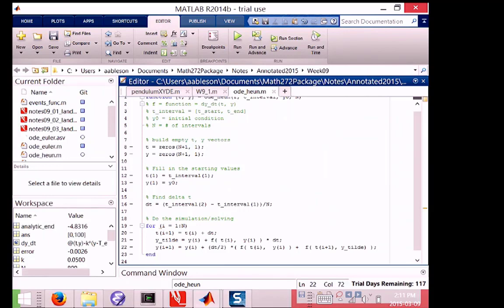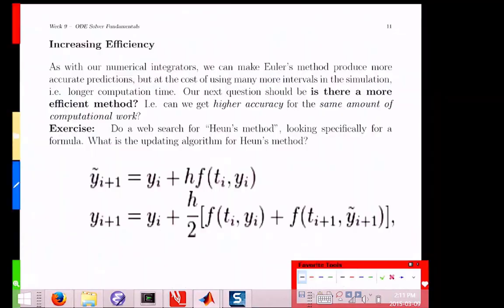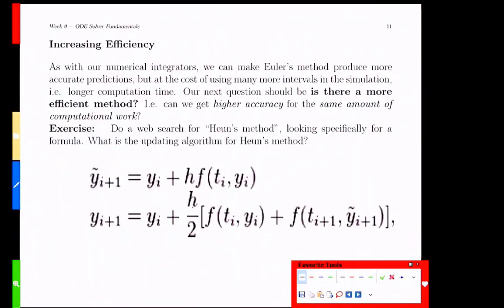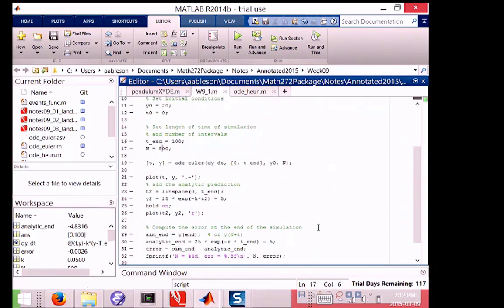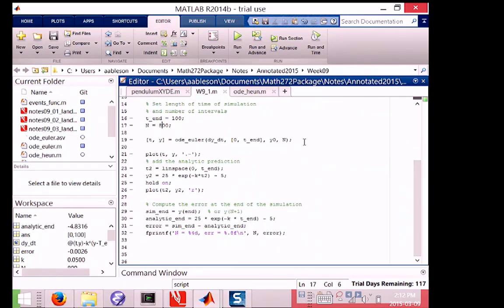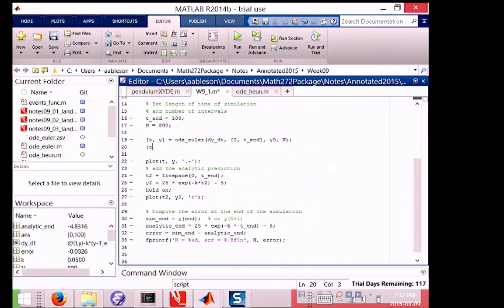So we are just copying out the formula from the slide here. Delta t over 2, f of ti plus 1, y tilde, that's the most important part there. Otherwise, we're not transforming anything at all. And let's see how this works. So what we're going to do is the same thing we did with our integrators. We're going to solve things a couple of different ways. And let's call this t Euler and y Euler. Let's call this t Heun and y Heun.